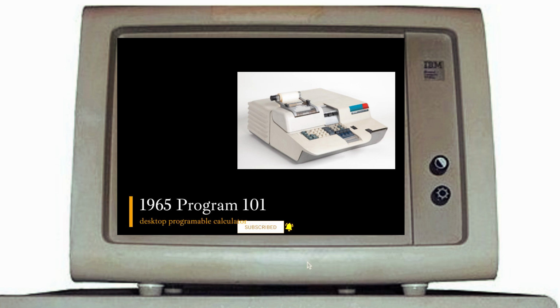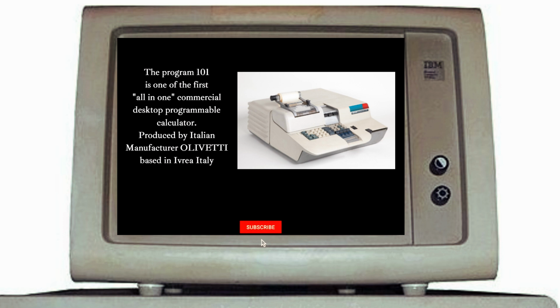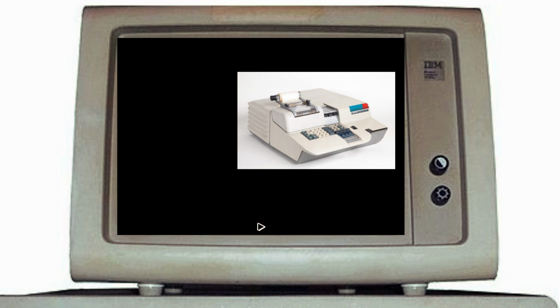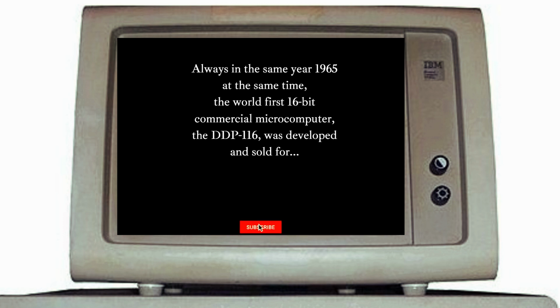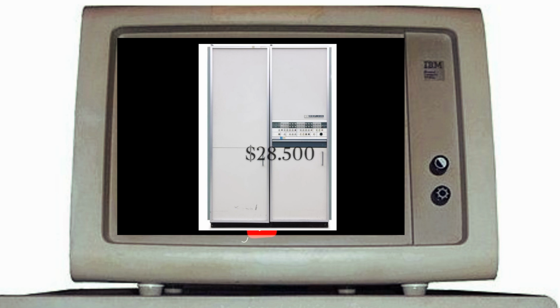(1965) Programma 101. Desktop programmable calculator. The Programma 101 is one of the first all-in-one commercial desktop programmable calculators, produced by the Italian manufacturer Olivetti, based in Ivrea, Italy. Also in 1965, at the same time, the world's first 16-bit commercial minicomputer, the DDP-116, was developed and sold for $28,500.